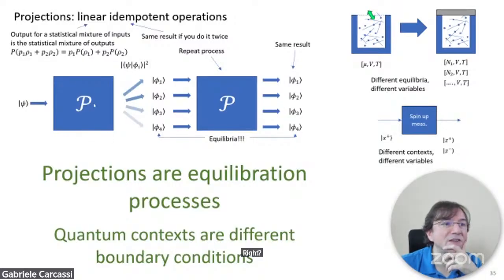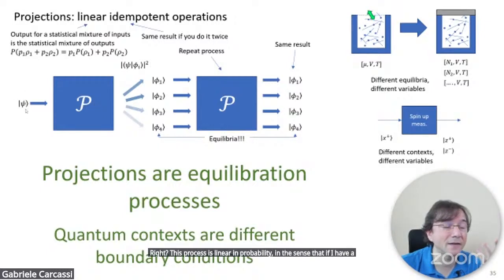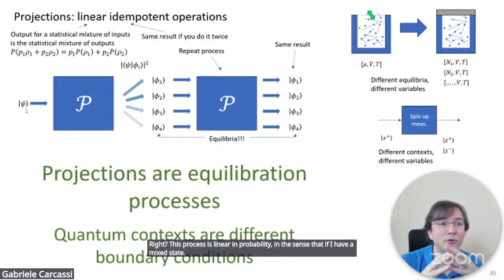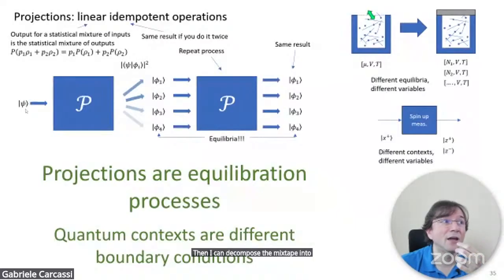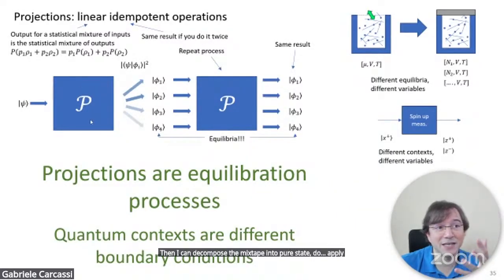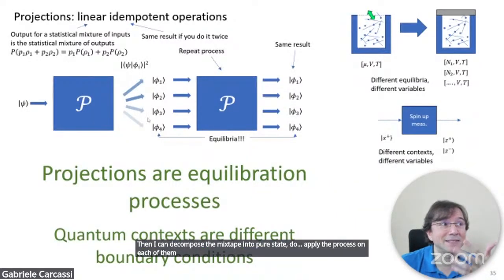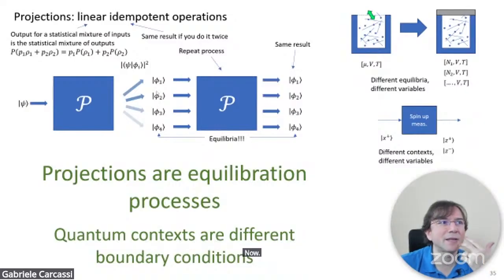This process is linear in probability, in the sense that if I have a mixed state, then I can decompose the mixed state into pure states, apply the process on each of them, and then sum the output. So the measurement process on the mixtures is equal to the mixtures of the output of the measurement process. Now, what does it mean that it's a projection?